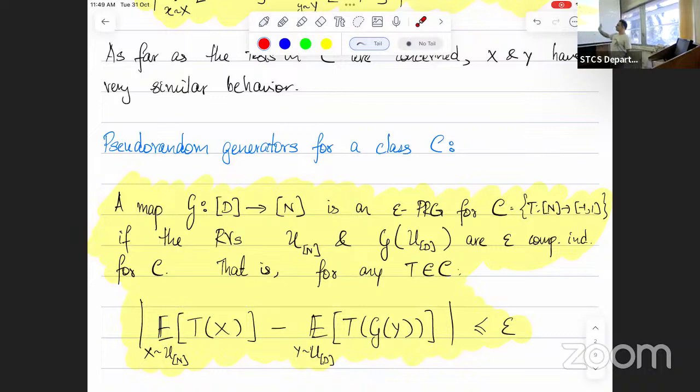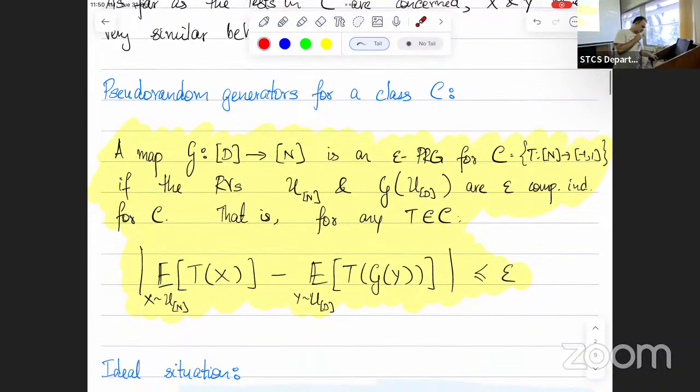So I hope the definition is clear. Basically, rather than giving these tests uniformly random bits, you would like to instead pick a uniformly random seed, stretch it using the generator, and use that as your randomness. That's what you're hoping to do, and you want some performance guarantees. Essentially, if the test had an expectation of, say, half, I am okay if my new expectation is half plus or minus epsilon, but I don't want to deviate more than that.